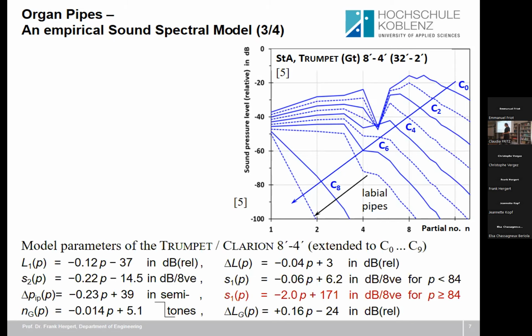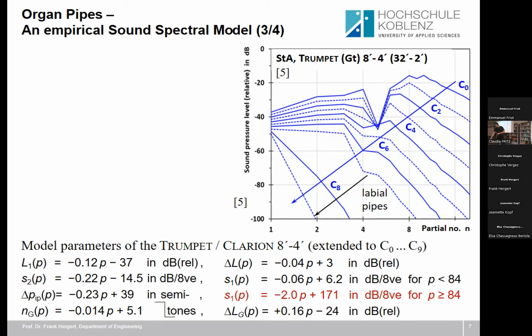The parameters, I need 7 parameters. Looks a bit scary at the moment, but it's simple in comparison to other models. I have the sound pressure level at the first partial. I have the first slope. I have the second slope, and some other things. And for the first slope, you see, there are two expressions because I have to separate them at pitch 84 because the top octave is different here.